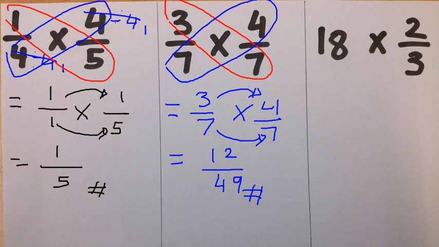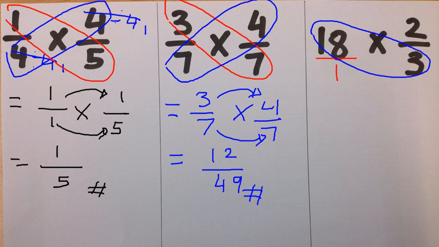Let's look at the last one. Now, when you have a whole number multiplied by a fraction, the rule is that the whole number has to sit on top of 1. So let's put 1 below 18. So now we can simplify them. We can cancel them. Let's look at the first pair of numbers.